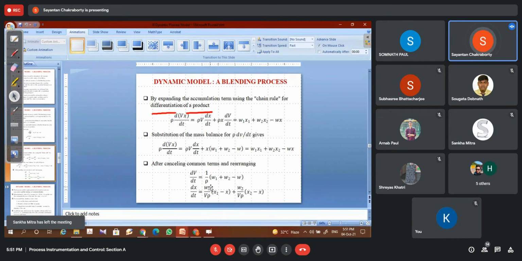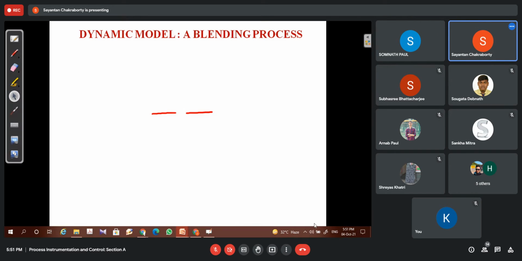dx/dt will be equal to, from this, you take rho V and divide both sides by rho V. So dx/dt will be equal to W1 by rho V times (x1 minus x), plus W2 by rho V times (x2 minus x). So this is the dynamic equation that gives you the dynamic behavior of the volume and the dynamic behavior of the mass fraction of component A in the liquid in the tank.